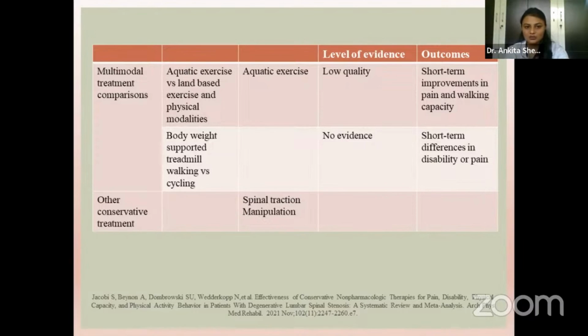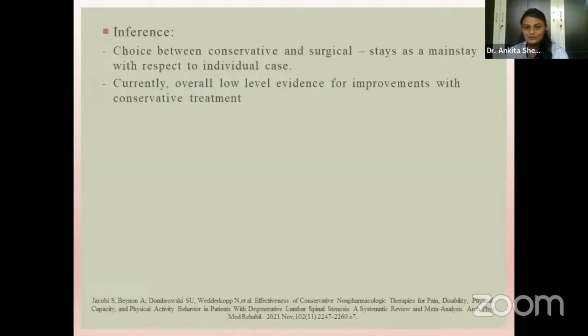The other two conservative treatments that gained importance in the systematic review was one with spinal traction and the second one was manipulation, which was given at the level of spine which was involved. So the inference from the systematic review is that the choice between conservative and surgical stays as a mainstay with respect to individual cases. Currently, overall low level of evidence for improvements with conservative treatment is seen.